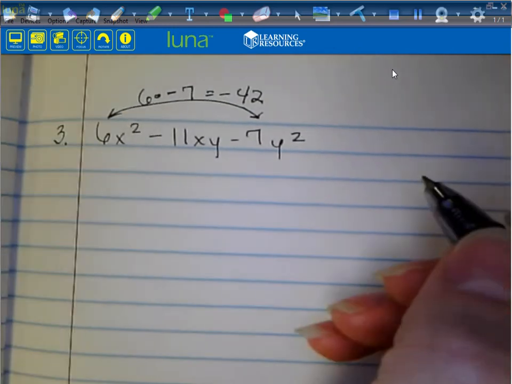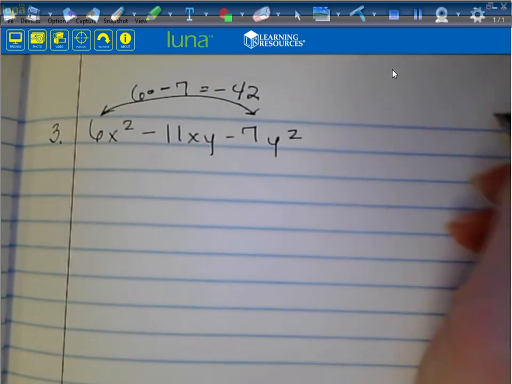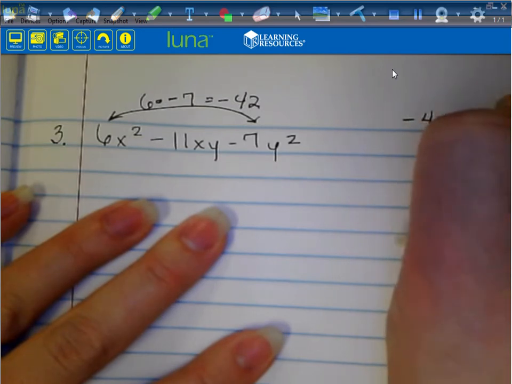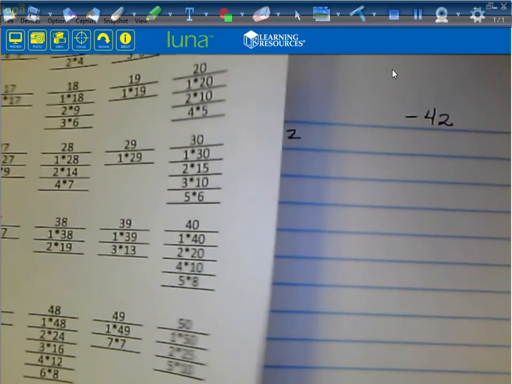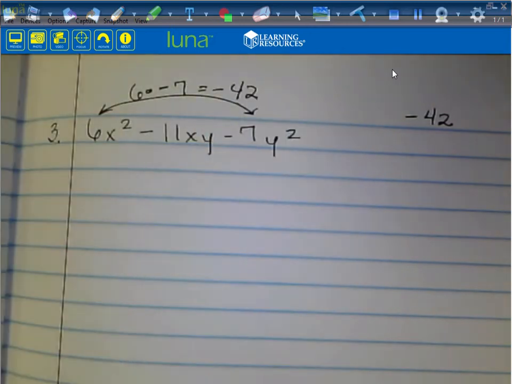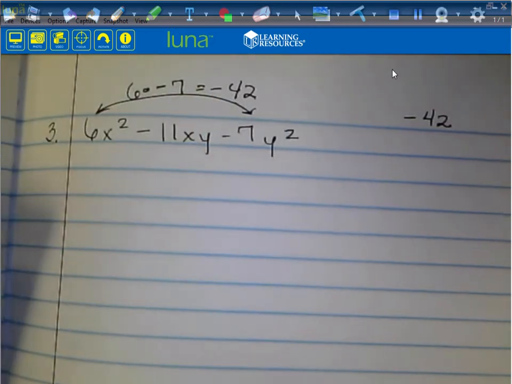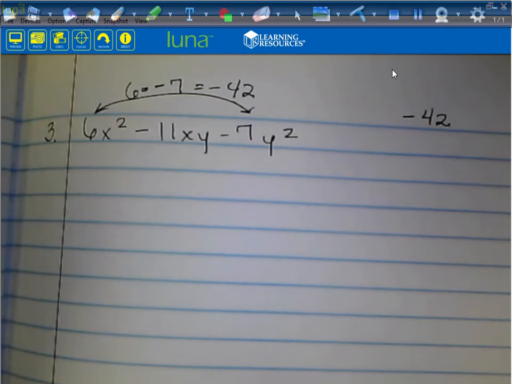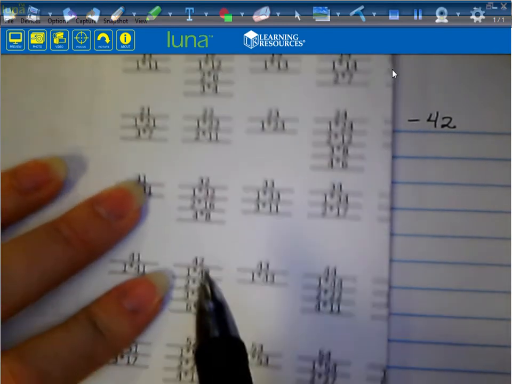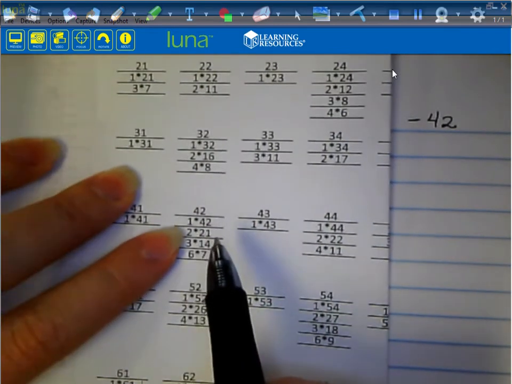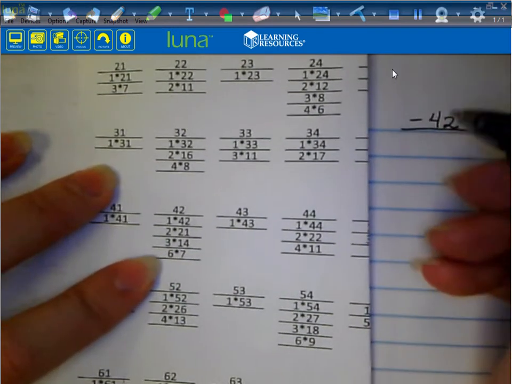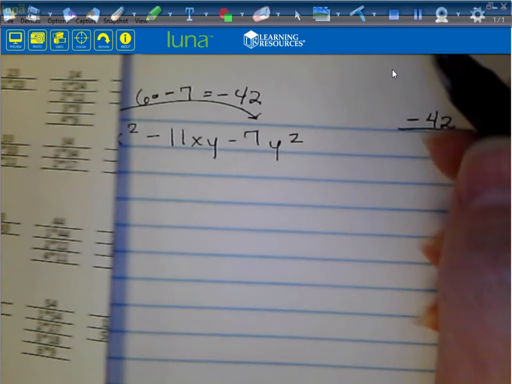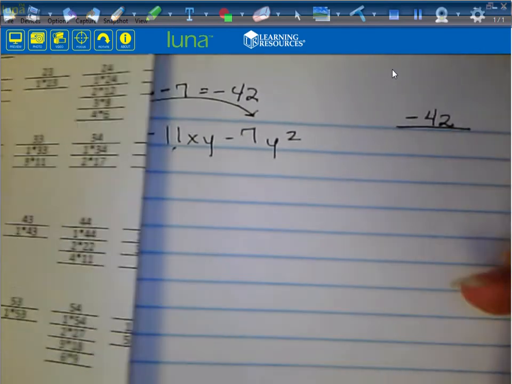So we're going to look at our factors of negative 42. Obviously you don't have positives and negatives on your factor sheet. But what this means is we're going to look at 42, and if we are to get a negative 42, it means that one of these factors is going to be negative in every single possible instance to get us what we need. What we need is a negative 11. So let's look at our factors.